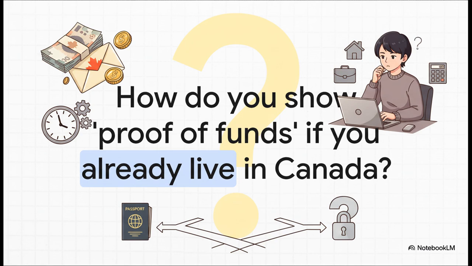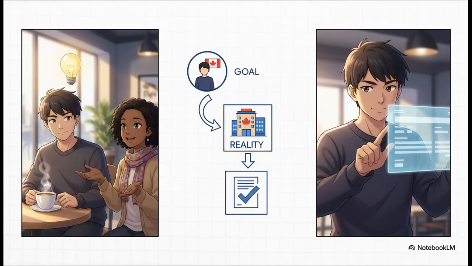Okay, next up, a really interesting question came up. The application asks for proof of settlement funds. But what if you're already living in Canada, you have a job, you're paying taxes, you're already supporting yourself? The form doesn't really have a clear option for that scenario. So after chatting with a friend, he came up with a pretty logical plan.